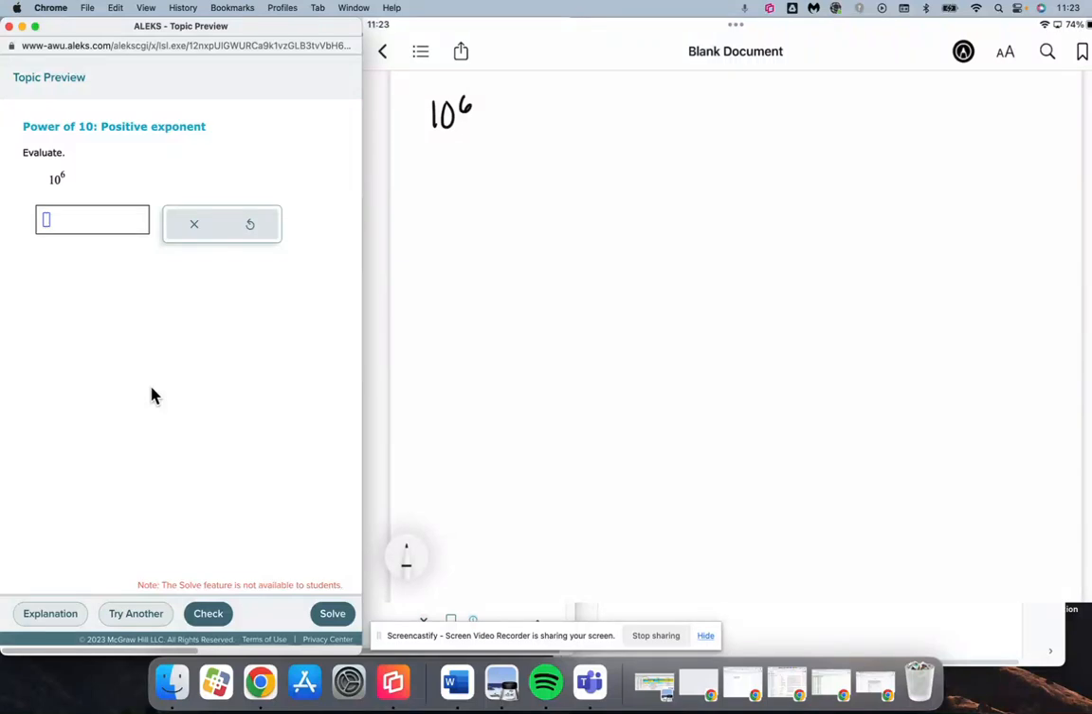So we're back with powers of 10, positive exponents, and so we have 10 to the power of 6. And what this does not say is 10 times 6. This says 10 times itself 6 times. And so we could put this in a calculator.